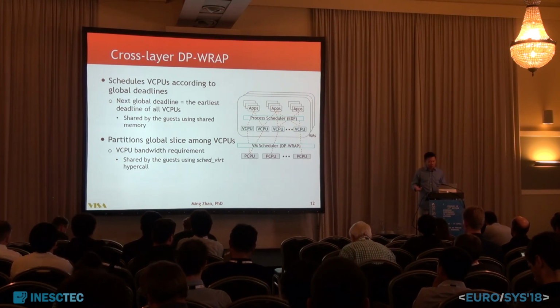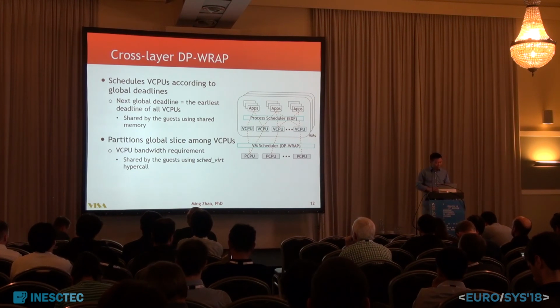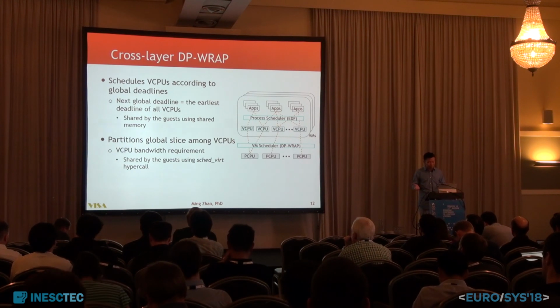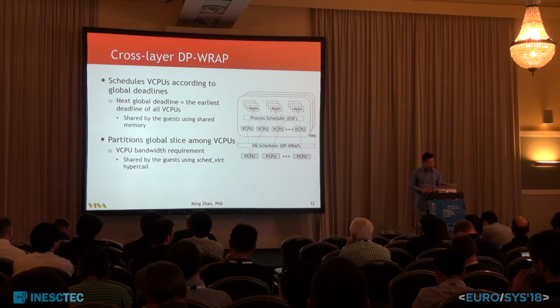Instead of using DPRAP to schedule processes, we use DPRAP to schedule vCPUs. So the next global deadline is the earliest deadline of all the vCPUs. The global slice is the time slice between two consecutive global deadlines from the vCPUs. And then we partition the global time slice among the vCPUs in the same way DPRAP works.